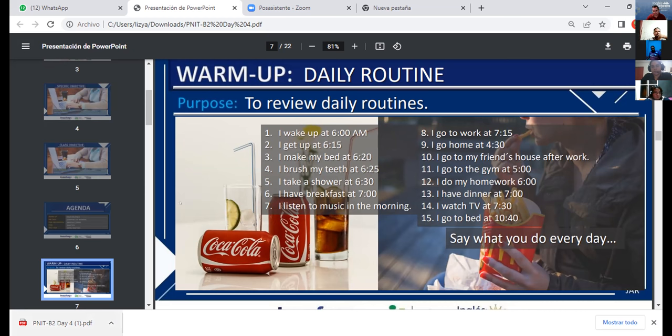¿Qué sigue? I wake up at 4 a.m. I get up at 10 minutes. I make my bed at 5 a.m. I brush my teeth at 5 a.m. I take a shower at 5:38. I have breakfast at 7 o'clock.